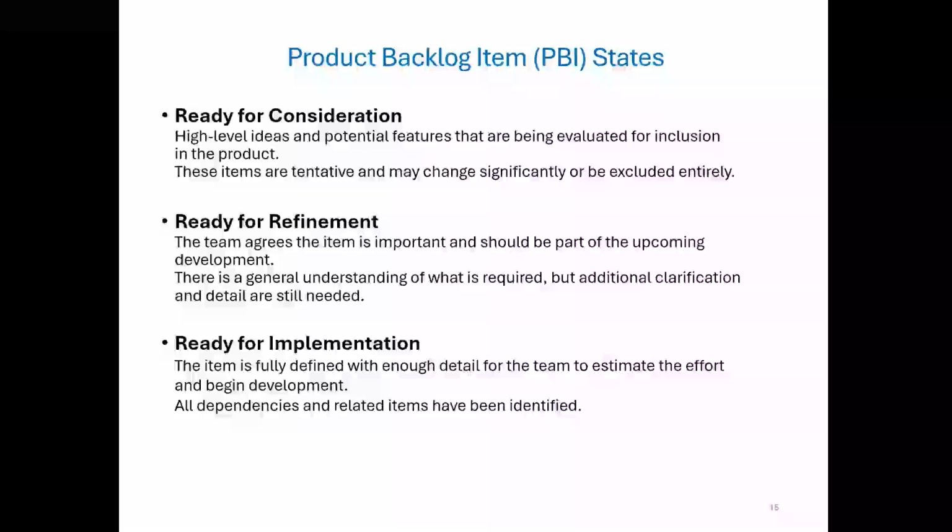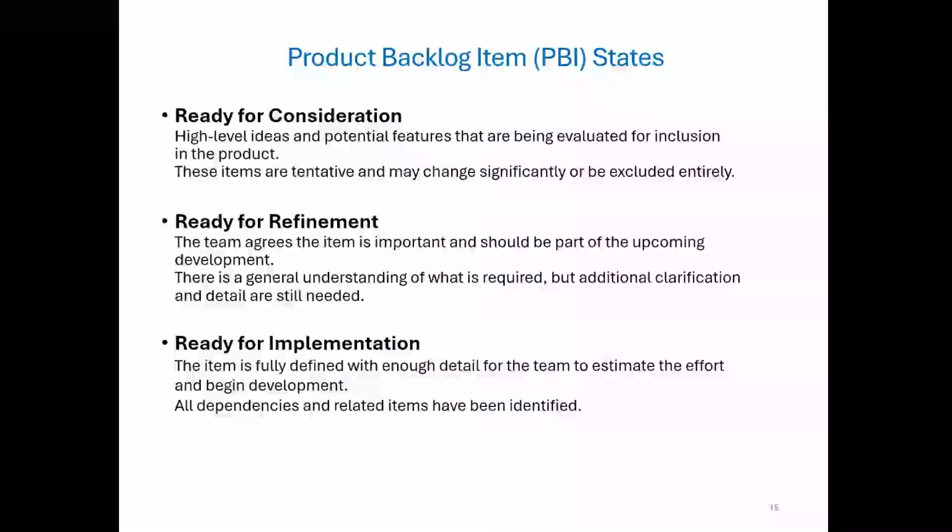Next, ready for refinement stage. These items are now on the radar for near future development. The team agrees the item has value and should move forward, although more details are needed. User stories might be incomplete, requirements could be vague, dependencies may be unclear. In this stage, the team works with the product owner to clarify scope, break large stories into smaller ones, and prepare the item for sprint planning.